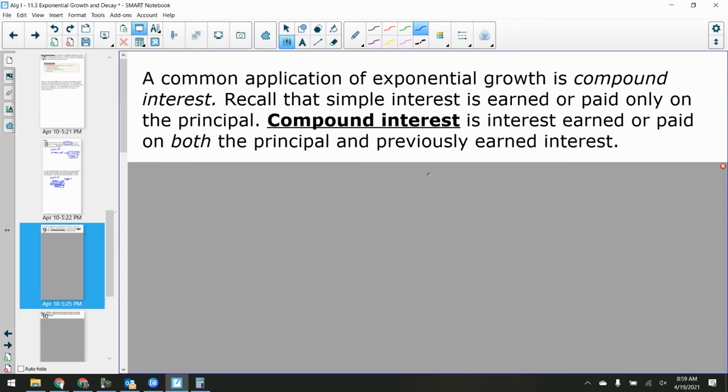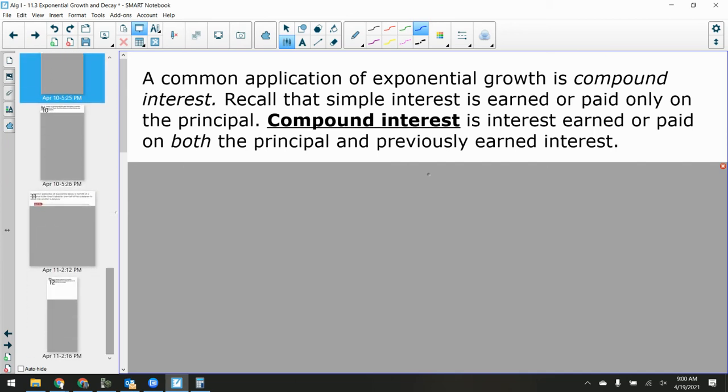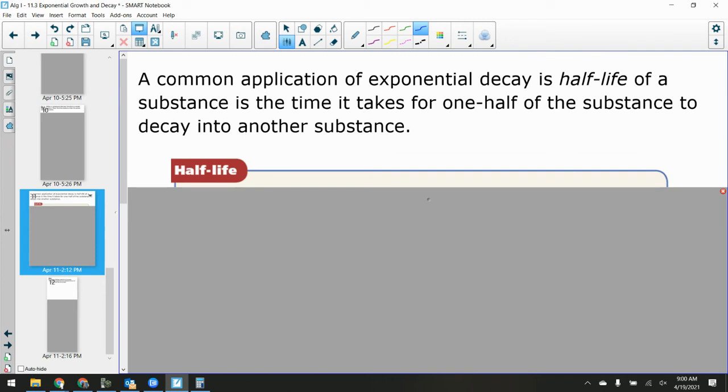See what happened was, there's two major applications of exponential growth and exponential decay. And one of them is compound interest. Guess what? Compound interest doesn't show up on your course test, so we're not going to do it. But you know what does? Half-life. And it's kind of good because half-life is a lot easier than compound interest. But the problem is I omitted it from the guided notes, so we have to write it.